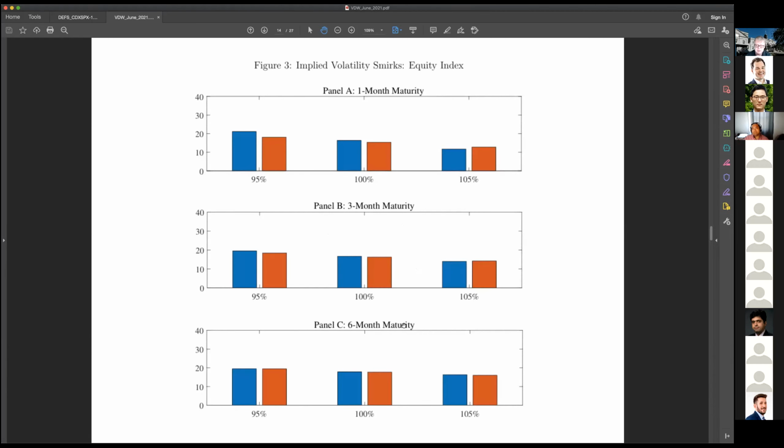This is a figure of average volatility smirks in our model, or skews, if you like. The three panels are 1, 3, and 6 months to maturity. The middle is at the money. The left-hand side represents adverse states, so out of the money puts are on the left, and out of the money calls are on the right. I'm mentioning that because when we look at the CDX options later, it'll be flipped the other way around.